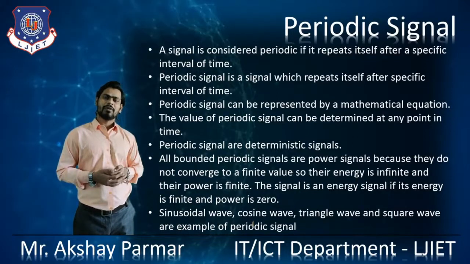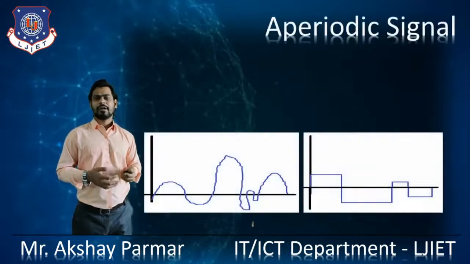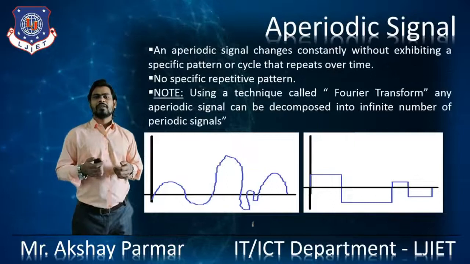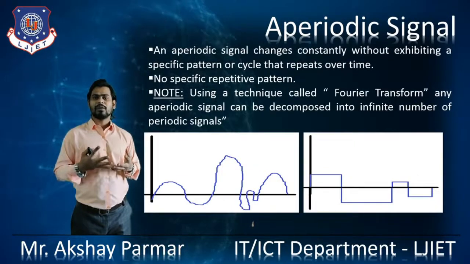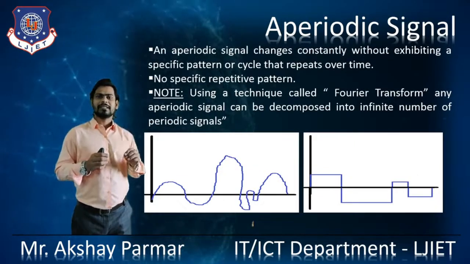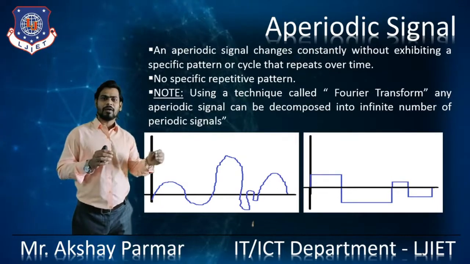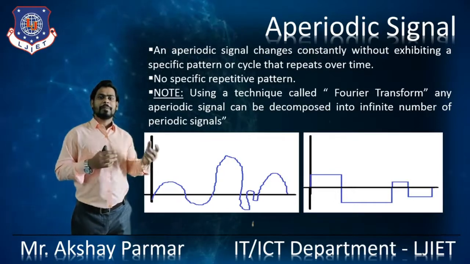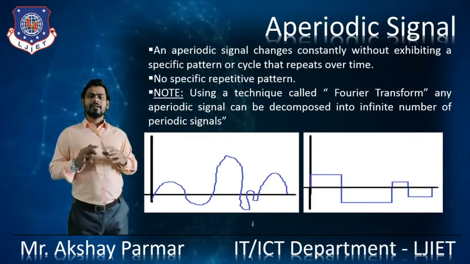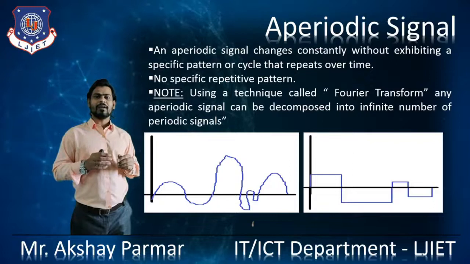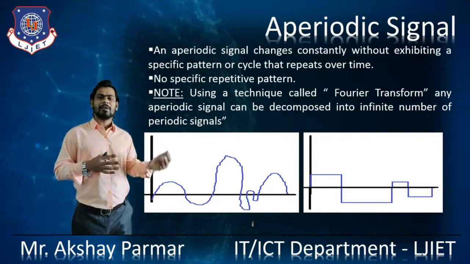Let's move forward to aperiodic signals. As you already know what a periodic signal is, what is an aperiodic signal according to you? An aperiodic signal changes constantly without exhibiting a specific pattern or cycle that can be repeated over time. In an aperiodic signal, there is no pattern that repeats over its time duration.